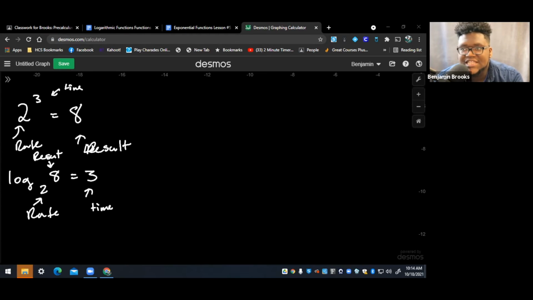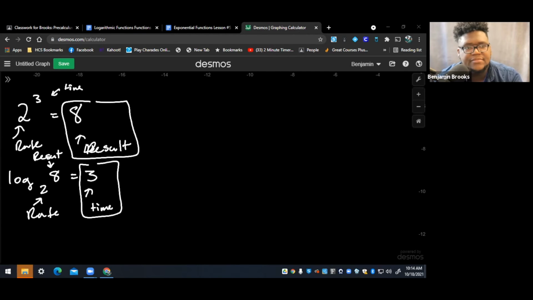So you can see that the difference between logarithms and exponentials is the question being asked. One's asking, what is my result? The other is asking, how much time? Does that make sense? So in the exponential case, we're asking, what is the result after a certain period of time? And in the logarithmic case, we're asking how much time has passed after doubling at a certain rate. So let's do a problem real quick.